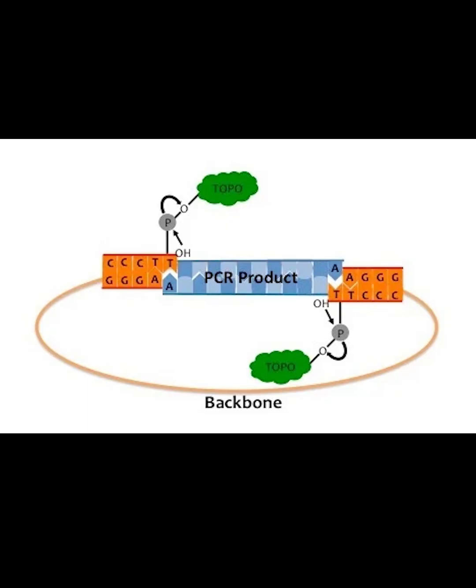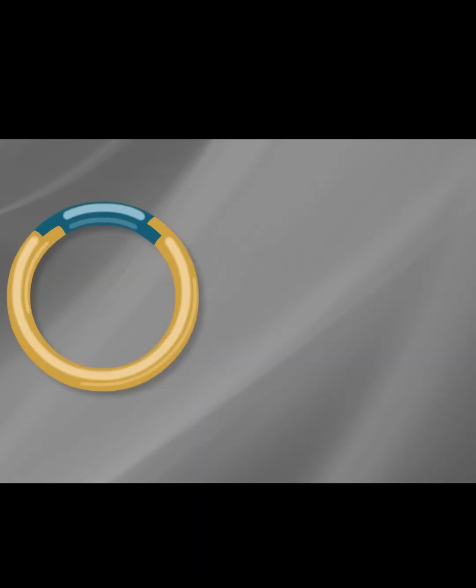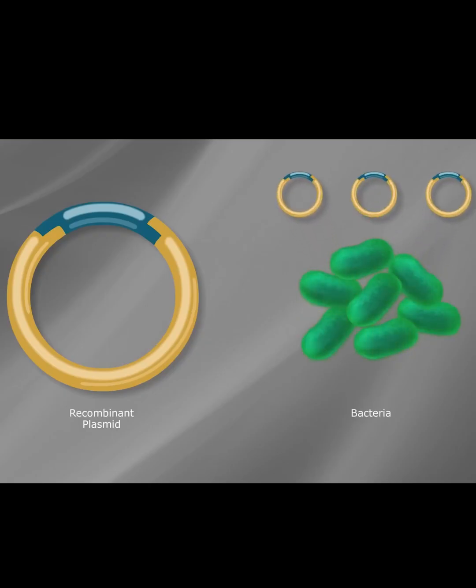The PCR4 TOPO vector, provided in a commercially available kit, has complementary T overhangs and is pre-bound to topoisomerase 1, an enzyme that ligates the insert without restriction enzymes or ligase. This is called TOPO-TA cloning. Once the insert is ligated, we transform the recombinant plasmid into chemically competent E. coli.